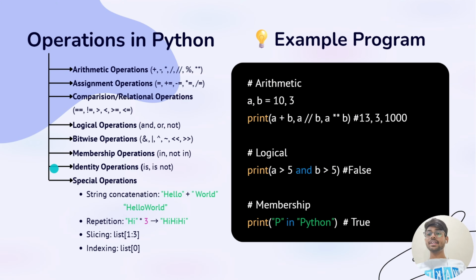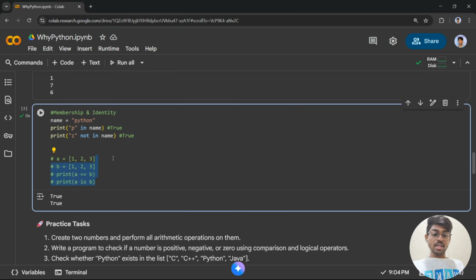Moving on to identity operations, we have is and is not. What does this refer to? Understand this with this example. We have a list.